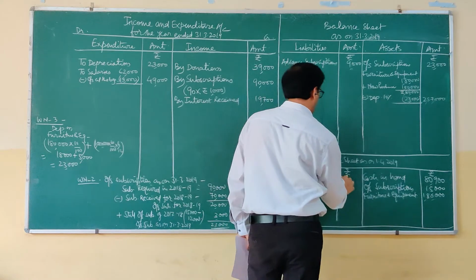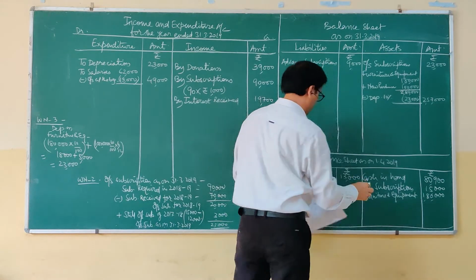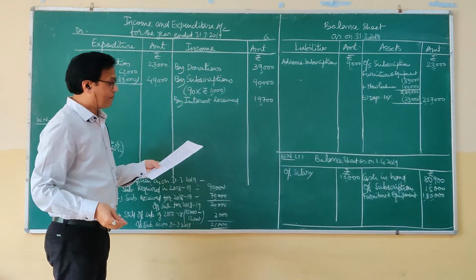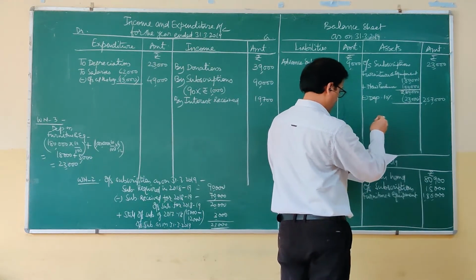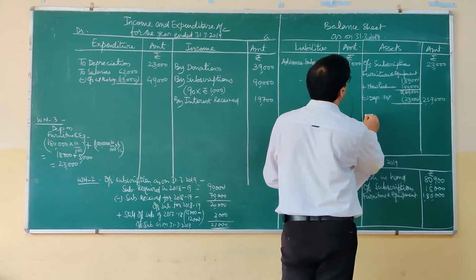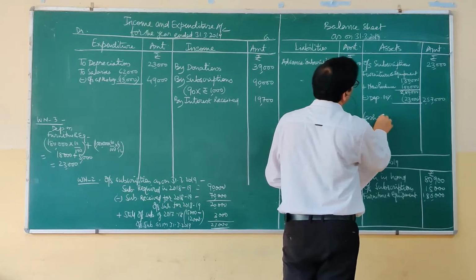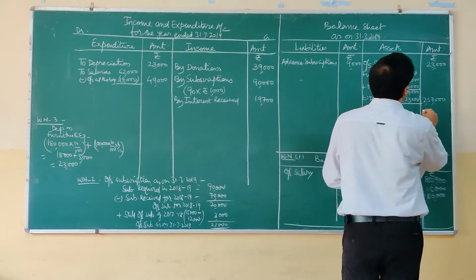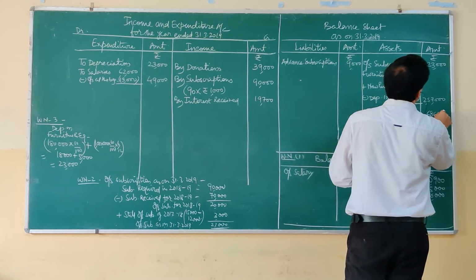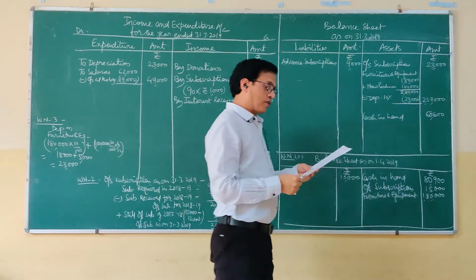How much? 13,000, last year's figure. Then by balance carried out, it is our cash balance. So we write it here, cash in hand. It is 68,600. All the items we have taken.